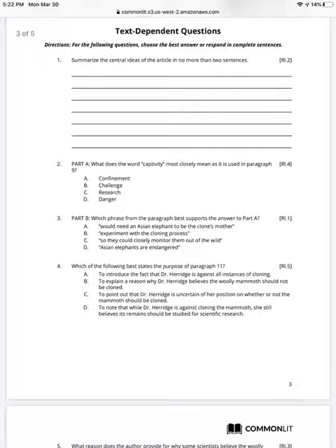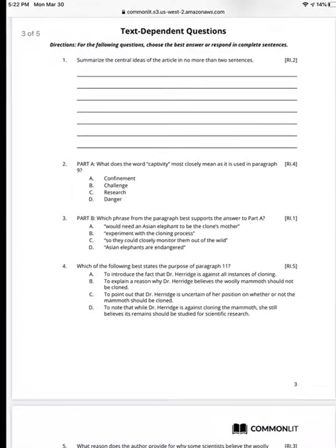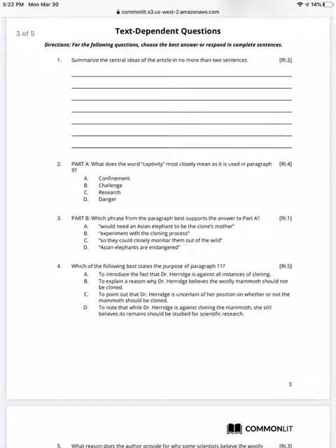So what we are going to be doing today is answering the questions on the Woolly Mammoth Sparks Debate, and we are going to be working on that together. Then when you go off on your own, you're going to be reading another passage independently. You'll show me that you've got this done by sending me the answers the same way that we're doing it, all right? So if you look, number 1 here, summarize the central ideas of the article in no more than 2 sentences.